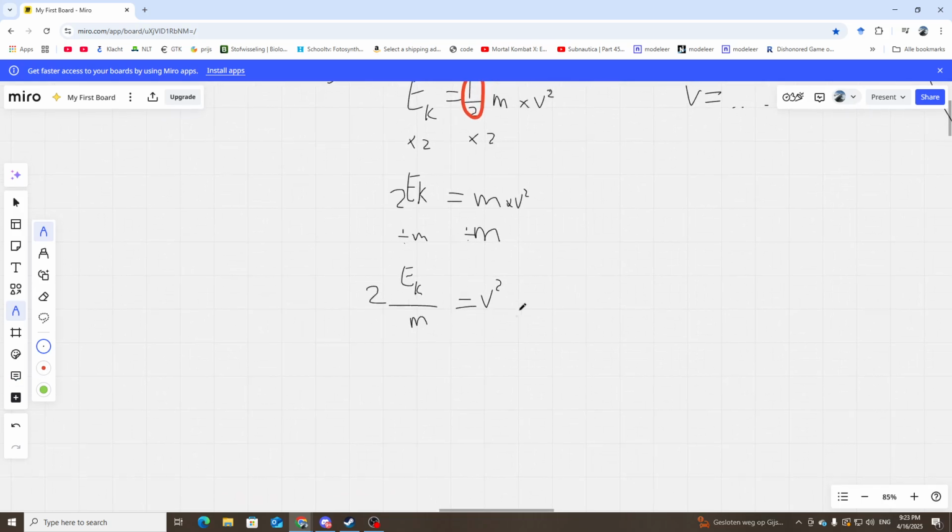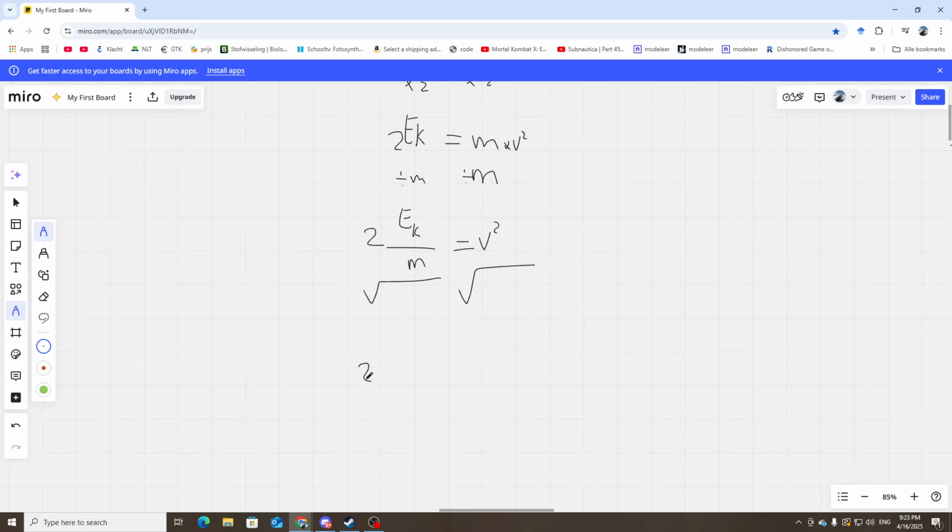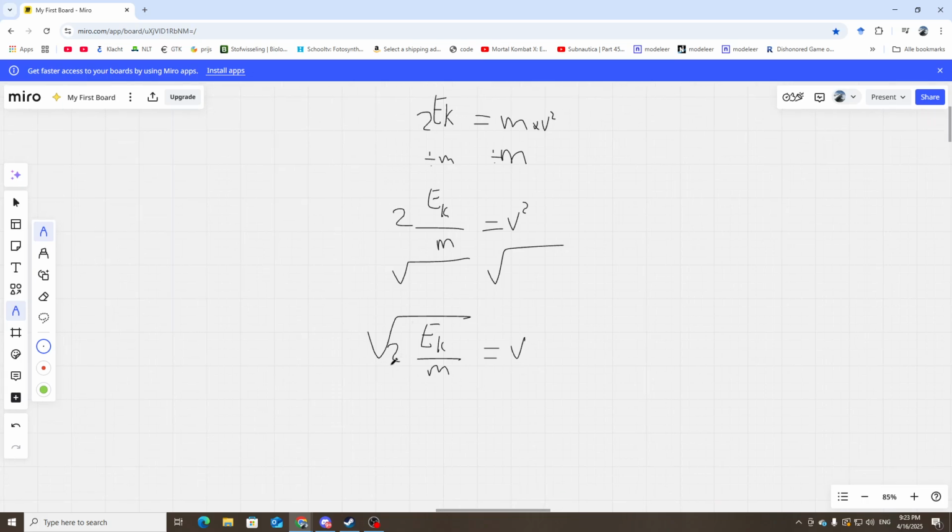Okay, perfect. How do I get rid of a squared? I root both sides. So my final formula looks like this: the root of 2 times E divided by m is equal to v.